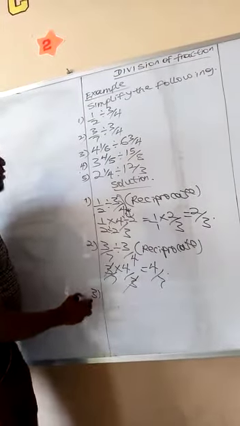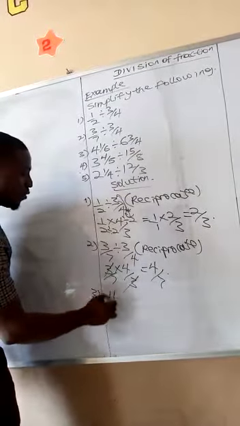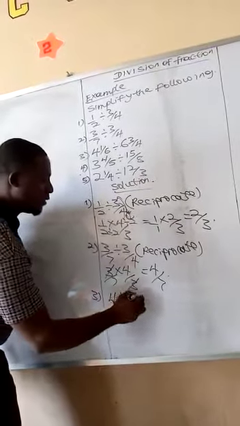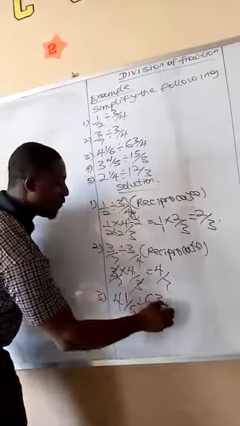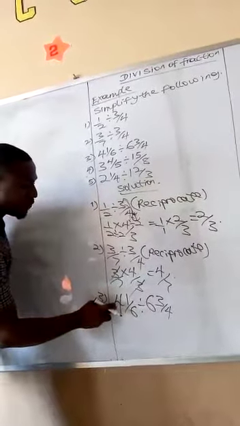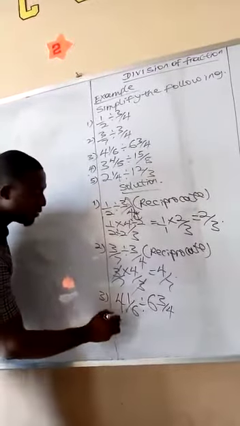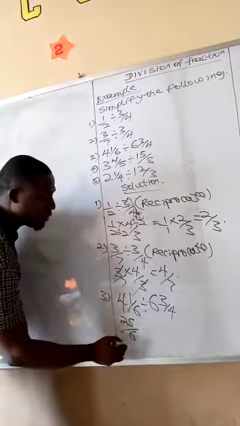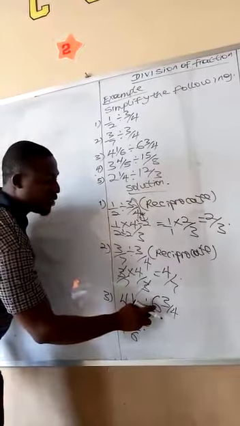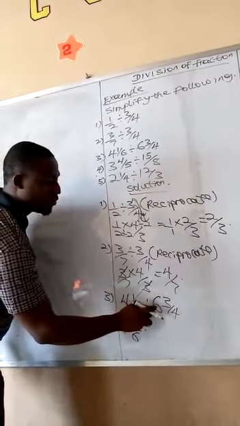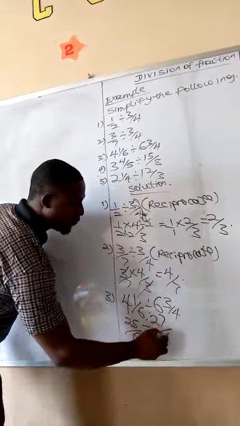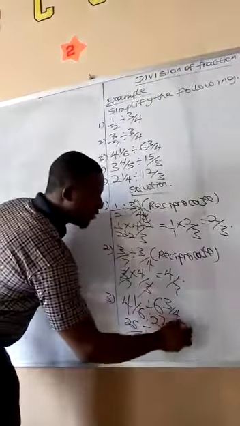For question number 3, we have 4 whole number 1 over 6 divided by 6 whole number 3 over 4. So we are going to convert now. 6 times 4 will give us 24, plus 1 to be 25 over 6, divided by 4 times 6, that will give us 24, plus 3 will give us 27 over 4. Now we are going to reciprocate.